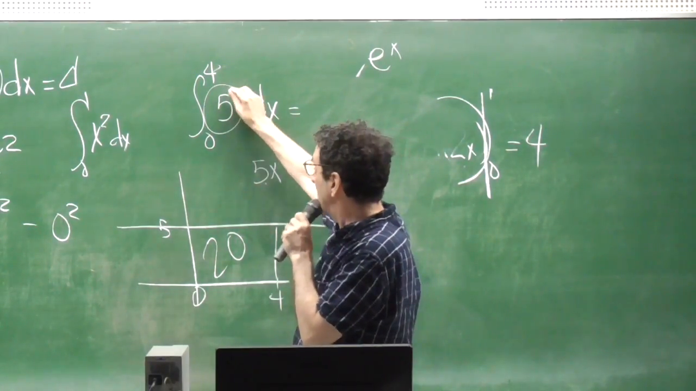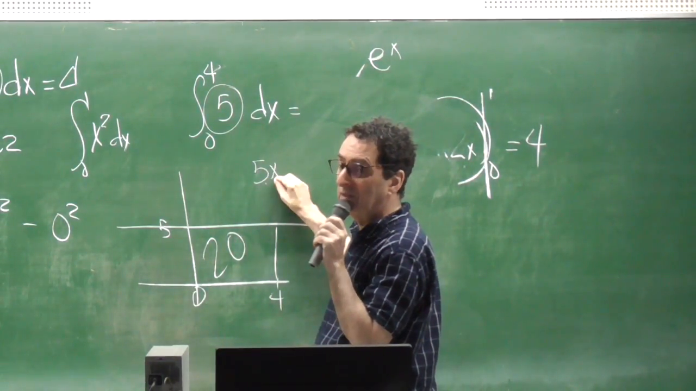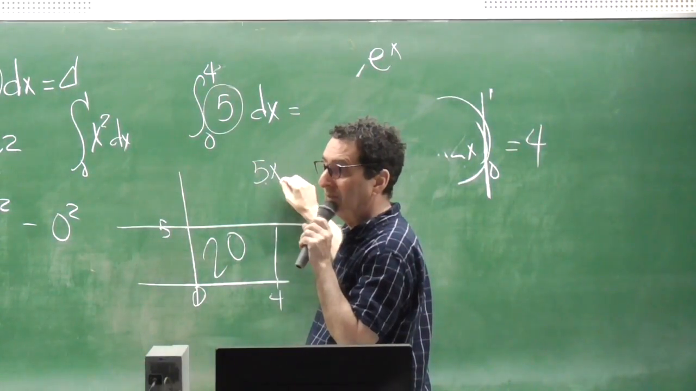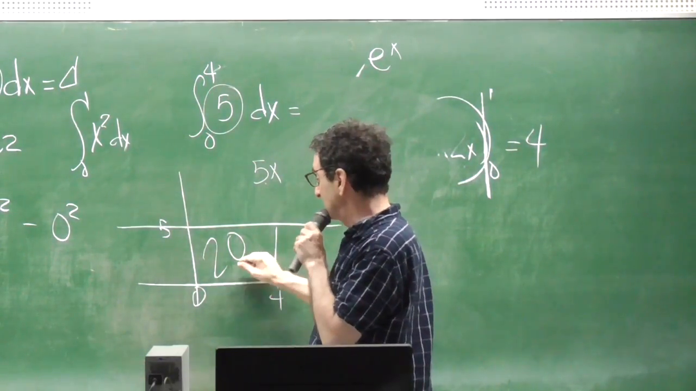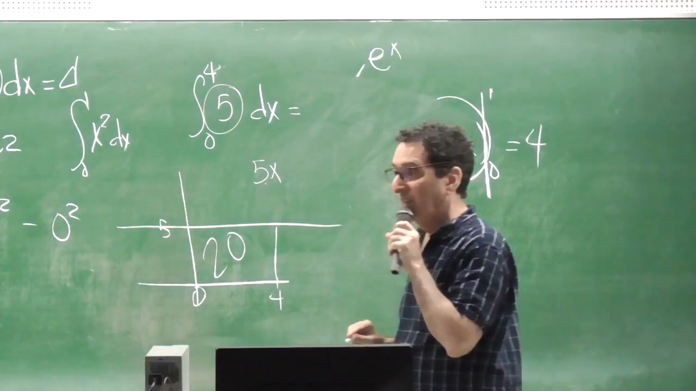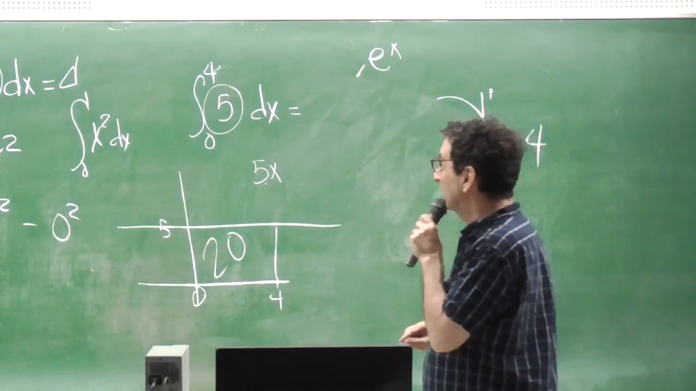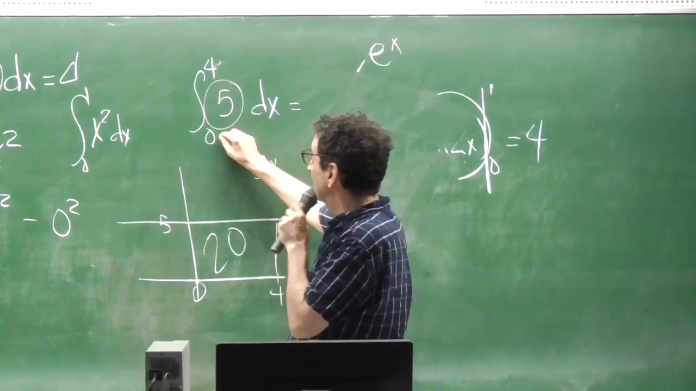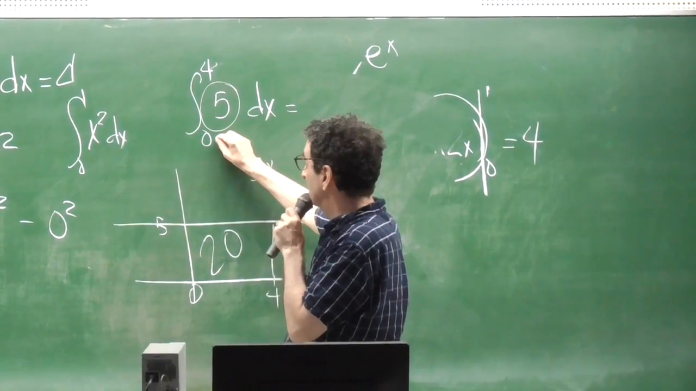When we put in 4, what do we get? 20. When we put in 0, what do we get? 0. 20 minus 0 is 20. That's what we think it should be. Okay? So, this is called the integral.